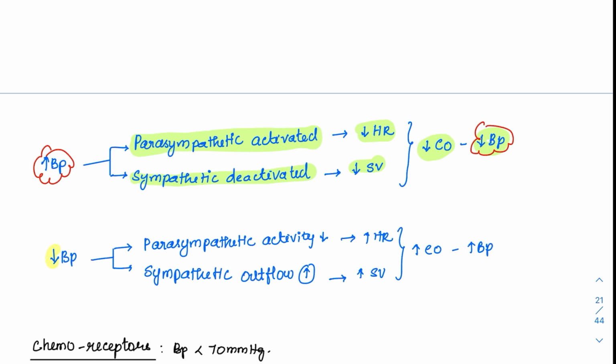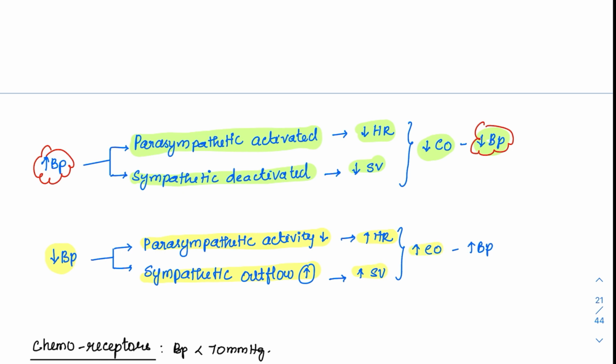Then, whenever there is a decrease in BP, there is no stretch in the baroreceptors. So what will they do? They will do the reverse. Parasympathetic activity will be reduced. It will increase the heart rate, and sympathetic activity is increased, which increases the stroke volume.